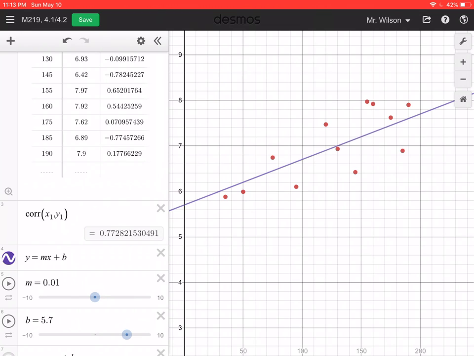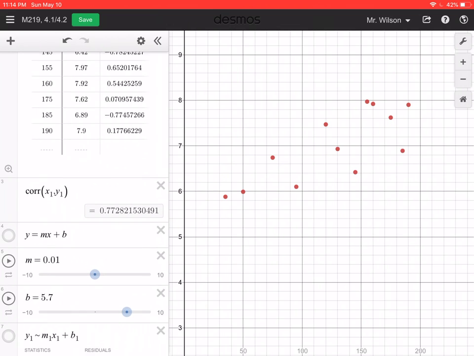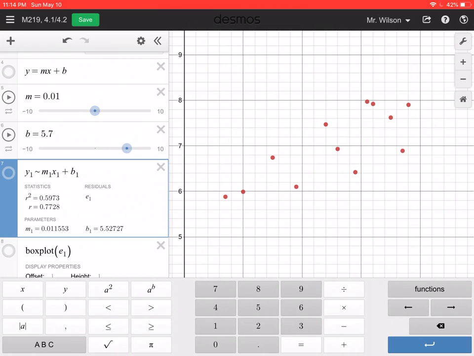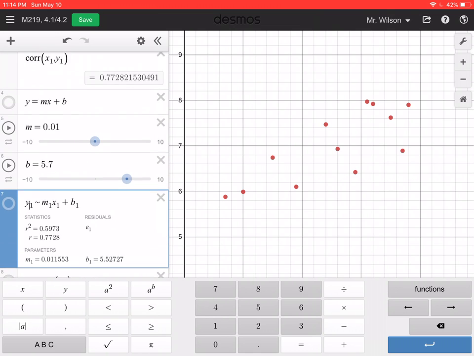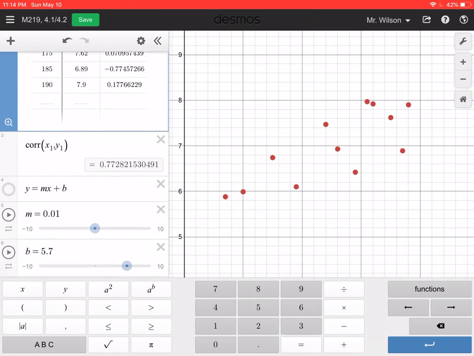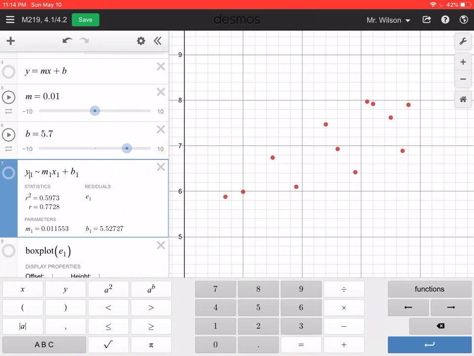But luckily, Desmos has a feature where we can actually find the linear regression line, that line of best fit. What we need to do is type in, down here on the bottom of the screen, y1, and I'm using y1 because that's what's in the table up here. So this is y1 and this is x1. So we have y1, and then the little squiggle symbol. That tells it to do a linear regression.